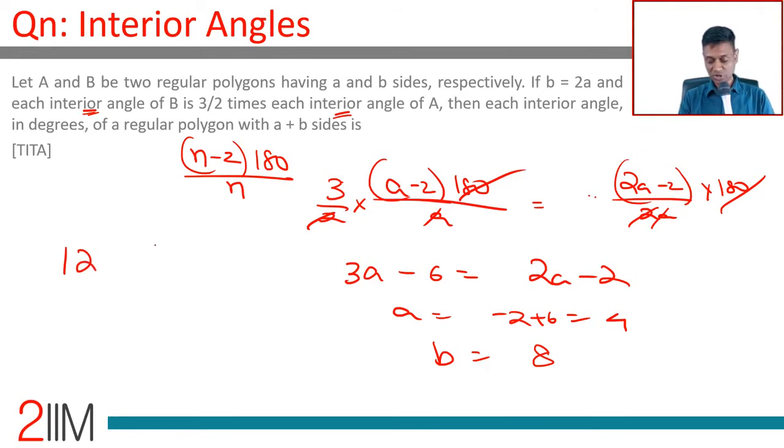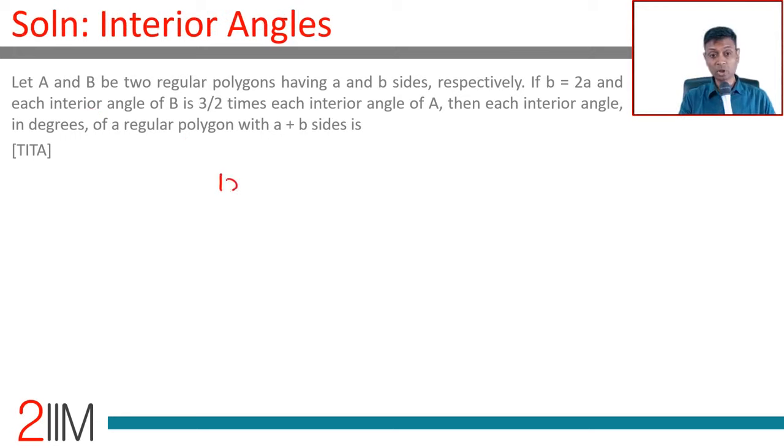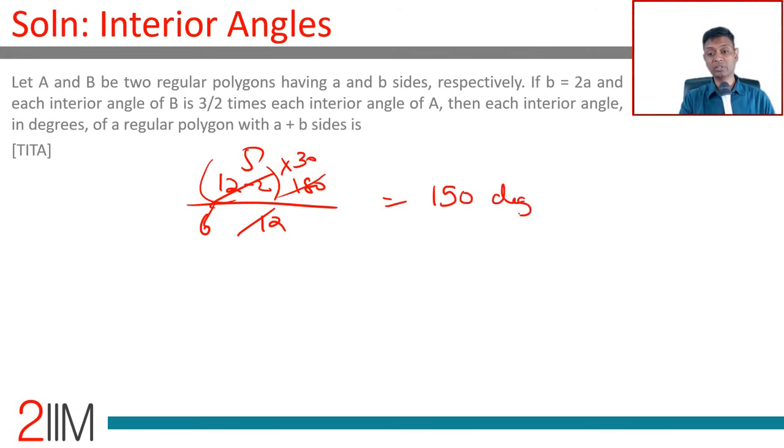Each interior angle would be 12 minus 2 into 180 divided by 12. Just 10 by 12 or 5 by 6. 180 by 6 is 30. 30 into 5 is 150 degrees.